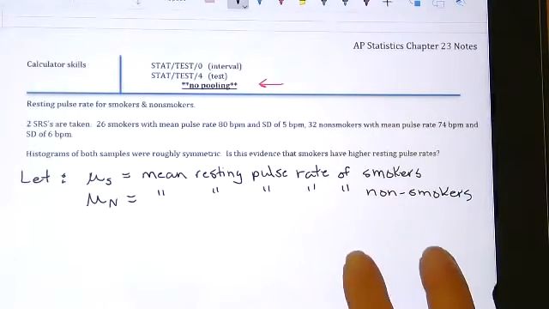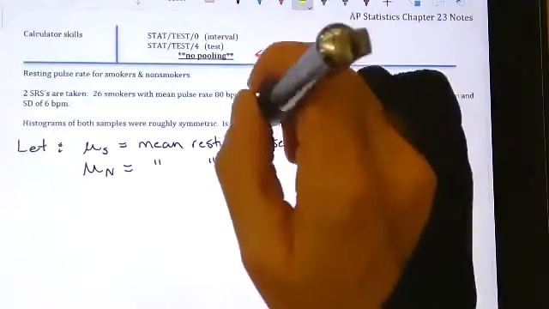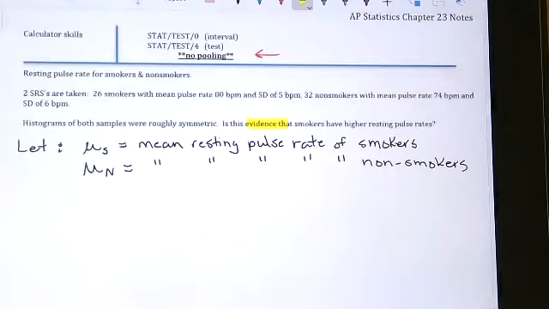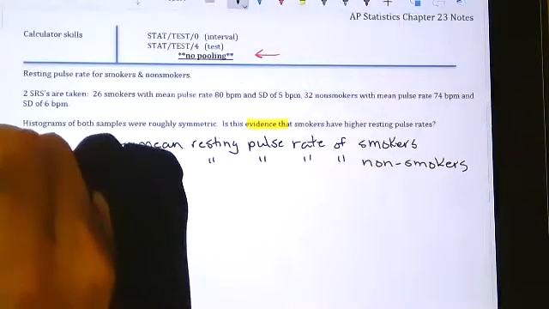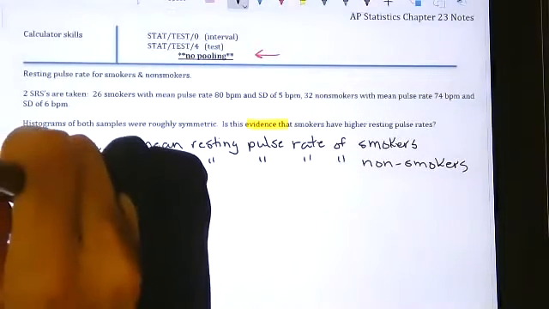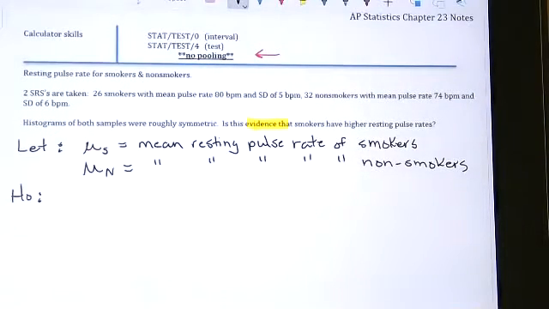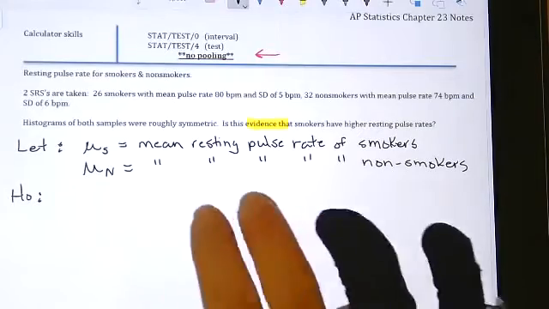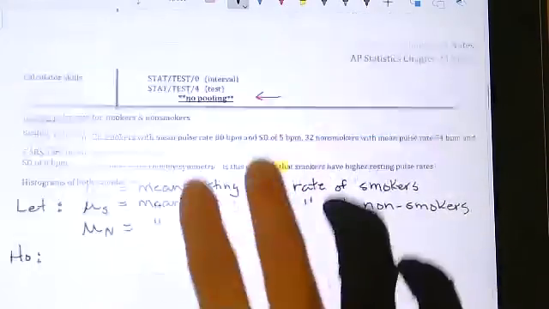Now we're looking for evidence. So that means this is a test. When it asks you if there is evidence of something, you have to test for evidence, which means we need a null hypothesis. When we have two separate independent samples, these are independent because one group is smokers, one group is non-smokers. They are completely separate populations and completely separate samples.